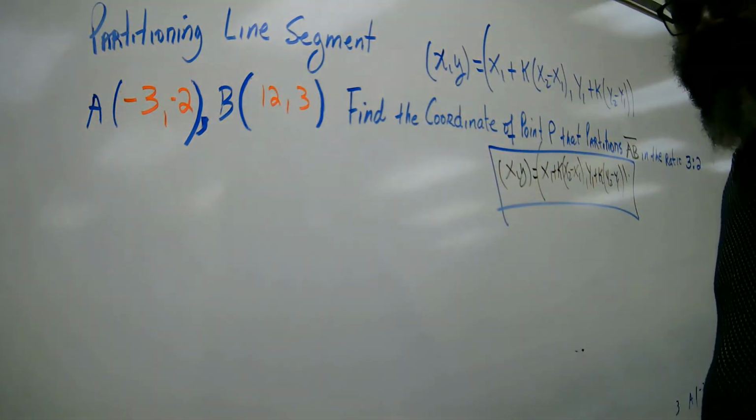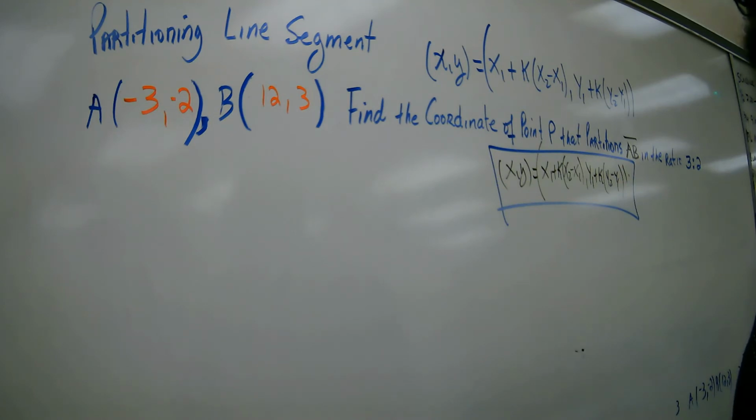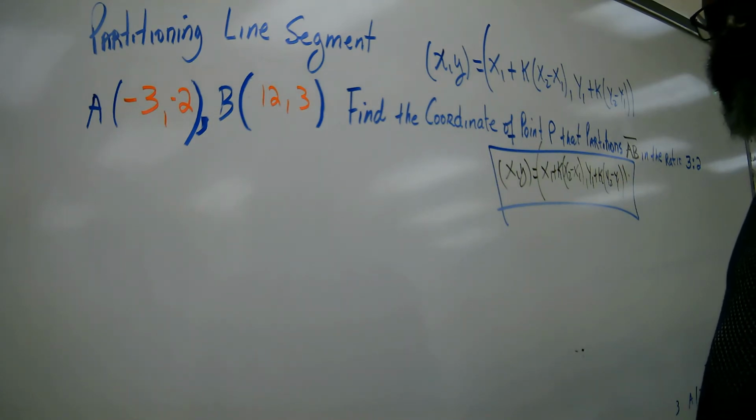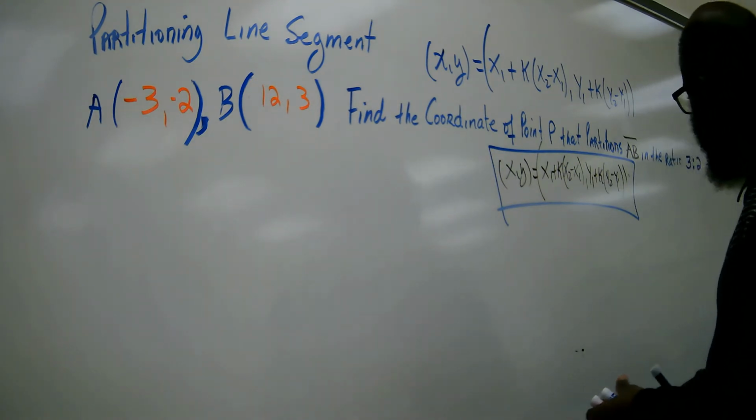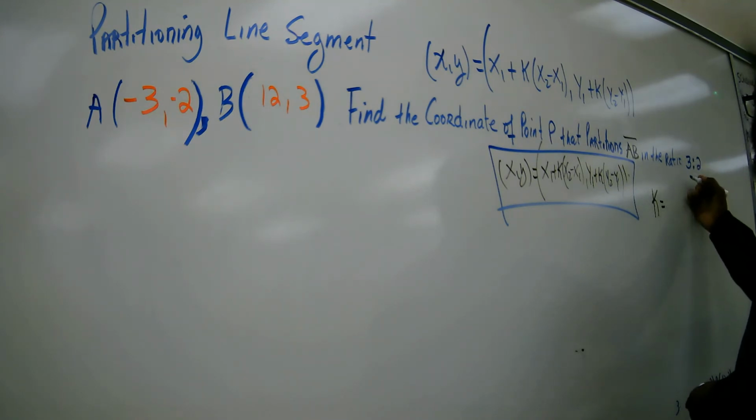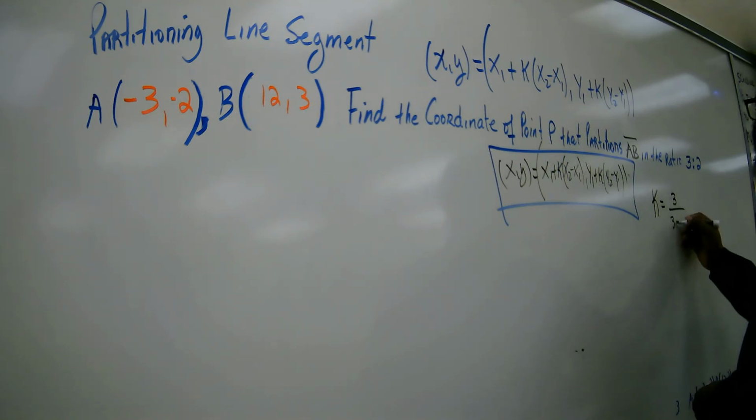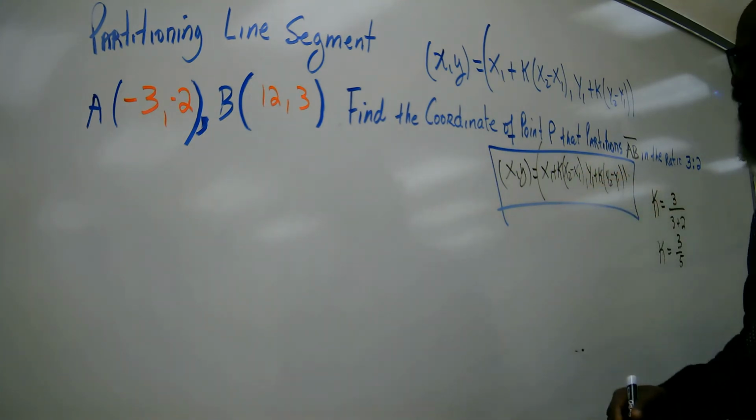Alright, for segment AB, point A is located at (-3, -2) and point B is located at (12, 3), and they ask you to find point P that partitions AB in the ratio of 3 to 2. In this case, we need to find the k factor. K is the first part of the ratio over the sum, 3 over 3 plus 2. So your k factor will be 3/5.